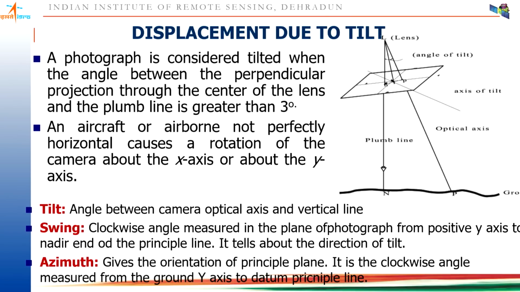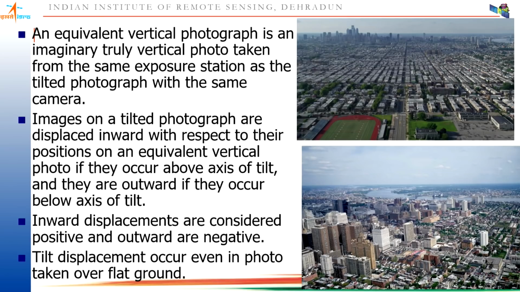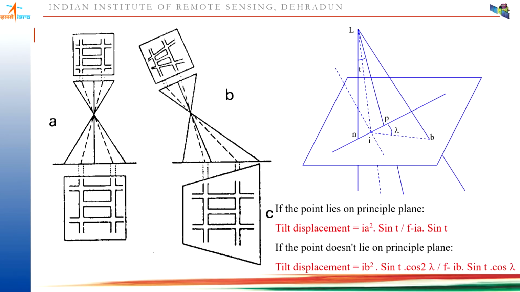Okay, there can be different types of tilt. Tilt is the angle between camera optical axis and vertical line. We also can have swing and azimuth. So tilt displacement, this is how a tilted photograph or oblique photograph will look. Images on a tilted photograph are displaced inward with respect to the position on an equivalent vertical photograph. Inward displacements are considered positive, whereas outward displacements are considered negative.